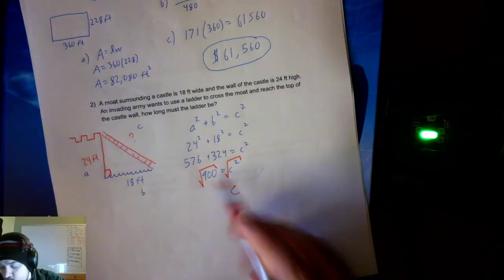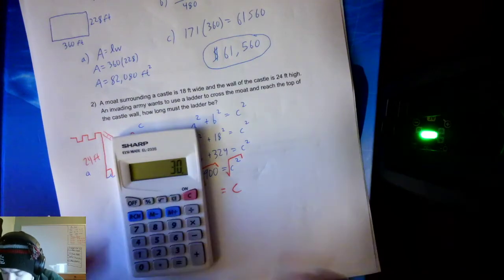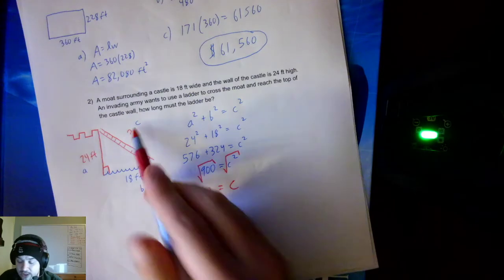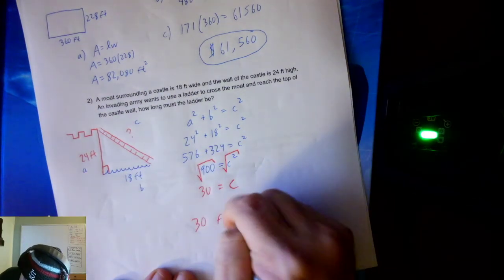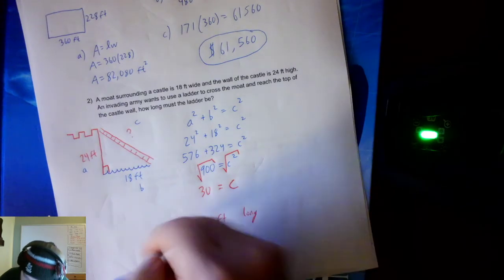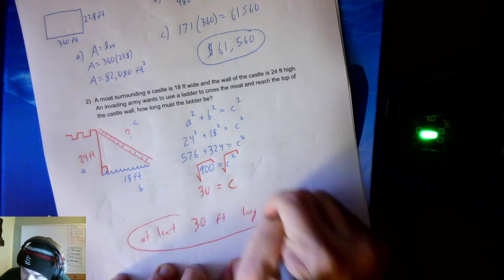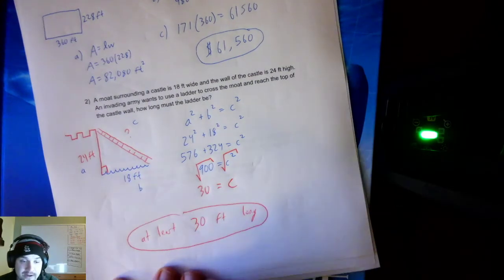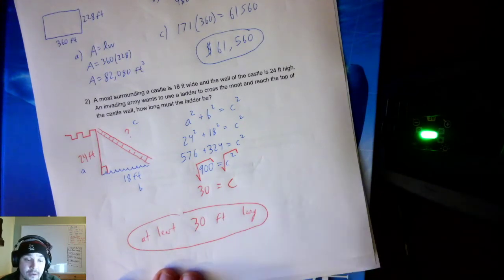So I want to take the square root of 900. So I'll take 900 and square root it, and I get 30. So C is 30. So how long must the ladder be? 30 feet long. And I can say at least, right? Because if I bring a longer ladder, I'll be all set, right? If I'm trying to invade this castle and I bring a 40-foot ladder, I'll be fine, right? But I need to make sure I have at least 30 feet of ladder. Otherwise, it won't be big enough, right? I need at least 30 feet of ladder.